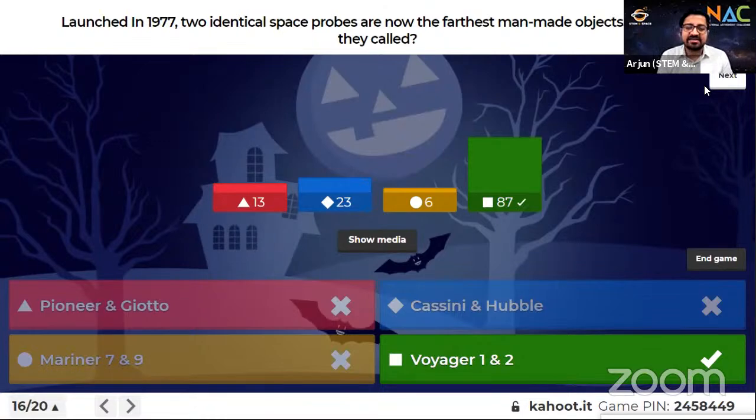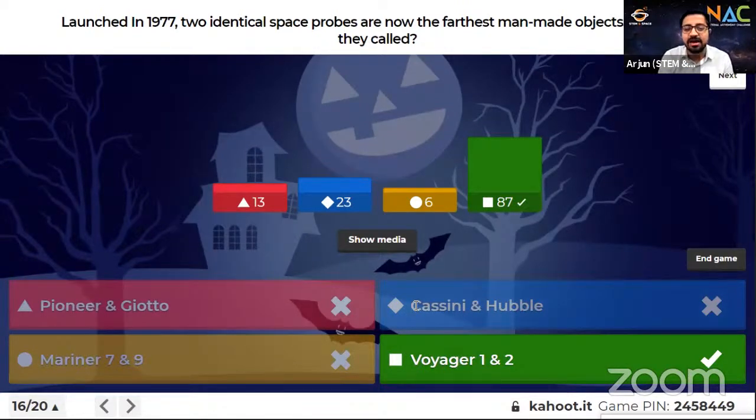Yes, the correct answer is Voyager 1 and Voyager 2. And guys, there is a very interesting fact that till now, these are the only two bodies which have basically left the solar system. Voyager 1 being the first one, and Voyager 2 quickly followed suit by exiting the solar system after that. So with this, 87 of you got it correct.